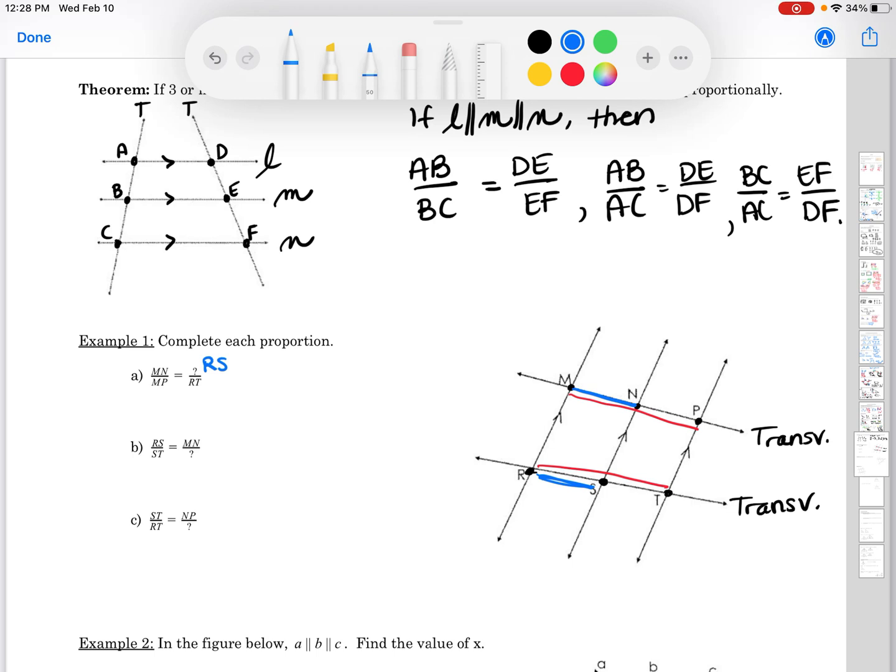Okay. For the next one, we have RS over ST. RS over ST. That's equal to MN over what? NP, the other matching side. And then lastly, ST over RT. So green over red is equal to green over red. And red here is MP. Okay.